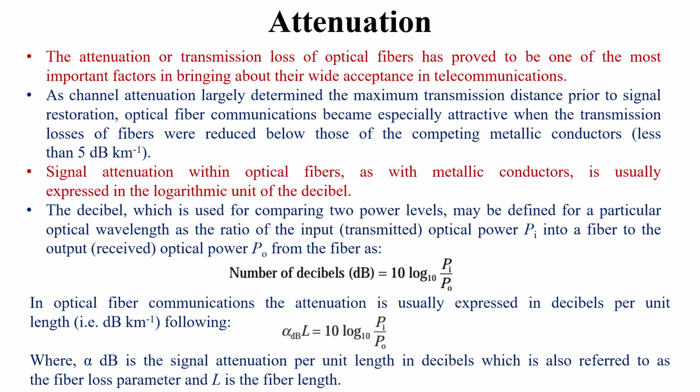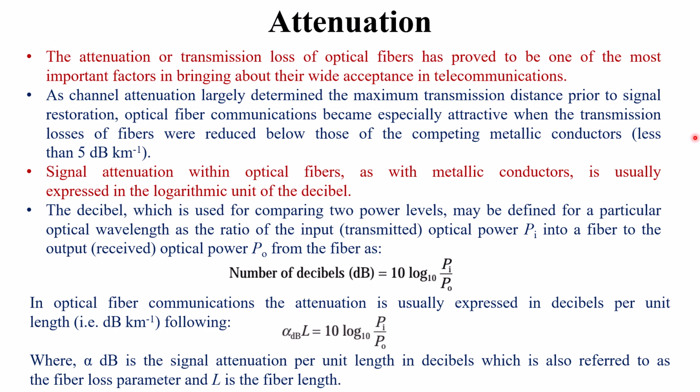The attenuation or transmission loss of optical fibers has proved to be one of the most important factors in bringing about their wide acceptance in telecommunication systems. As channel attenuation largely determined the maximum transmission distance prior to signal restoration, optical fiber communication became especially attractive when the transmission losses of fiber were reduced below those of the competing metallic conductors like twin wire cable or coaxial cable, with less than 5 dB per kilometer of attenuation.